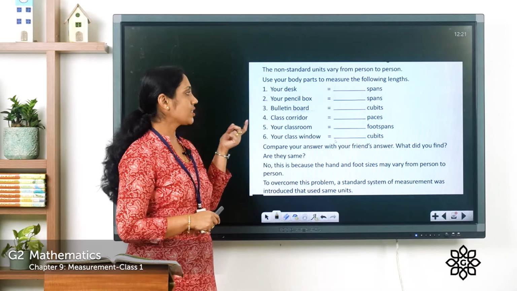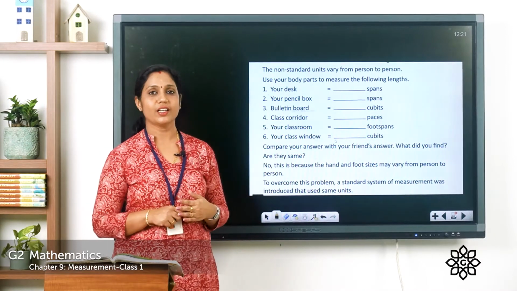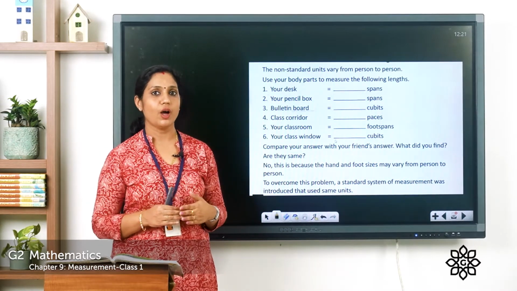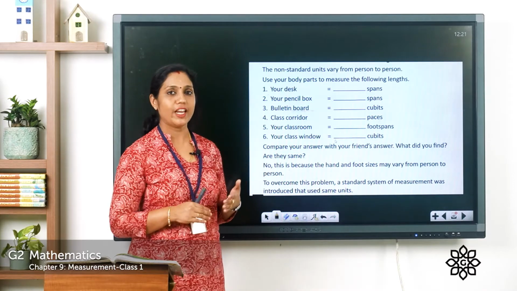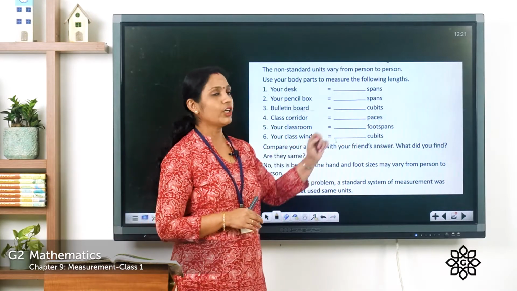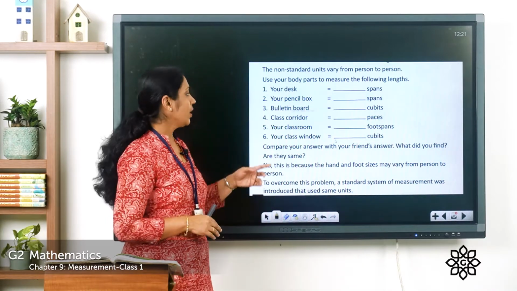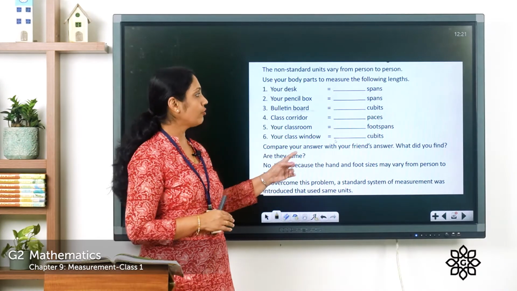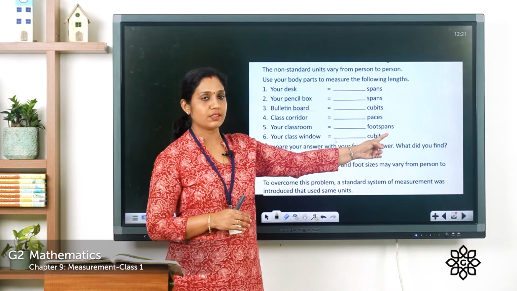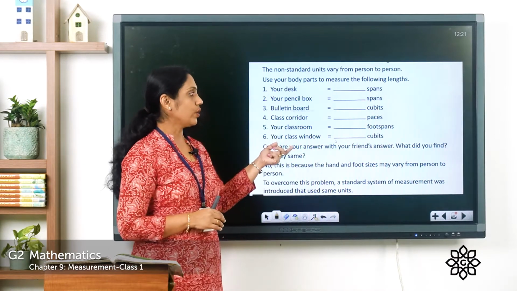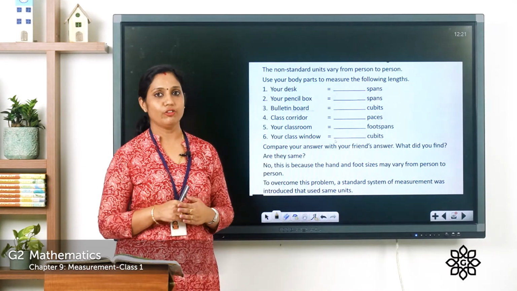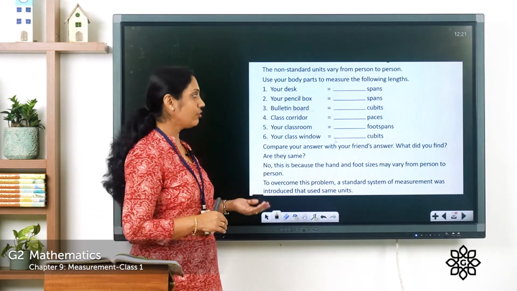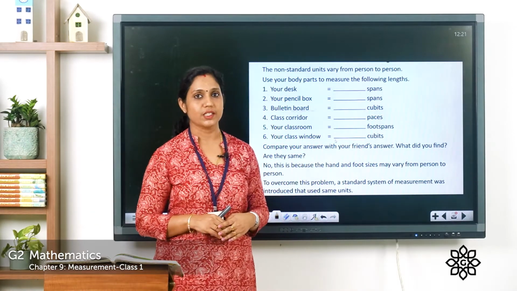The next, class corridor. Since you are not in the classroom, you can use your house and measure any of your rooms. You have to find out how many paces it is. You have your classroom, you can measure any of your rooms and find out how many foot spans it is. And your class window, you can measure any window in your house and find out how many cubits it is.